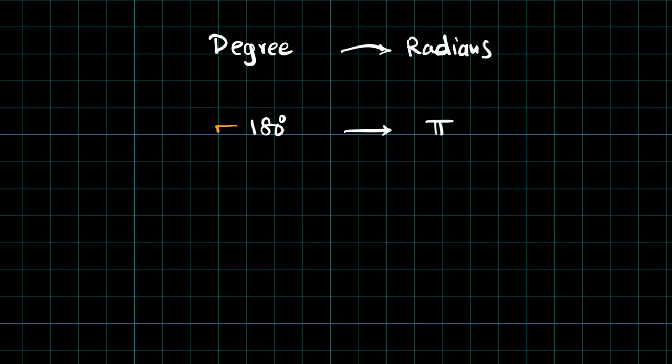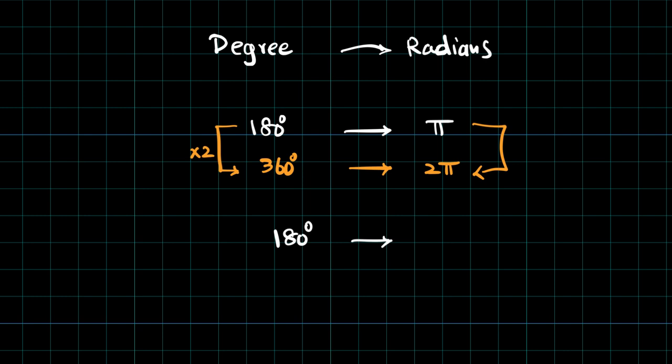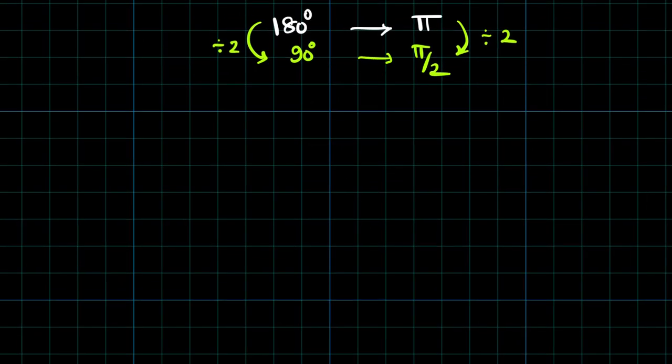First of all, let me double this value. So 180 times 2, that is 360 degrees. So therefore, we will be getting 2 pi radians, which is the basics we started with. Let me do another conversion. 180 degrees is pi radians. This time, let's divide by 2. So if I divide 180 by 2, that is 90 degrees. Pi divided by 2 will become pi over 2. So that is the second important result that I get.